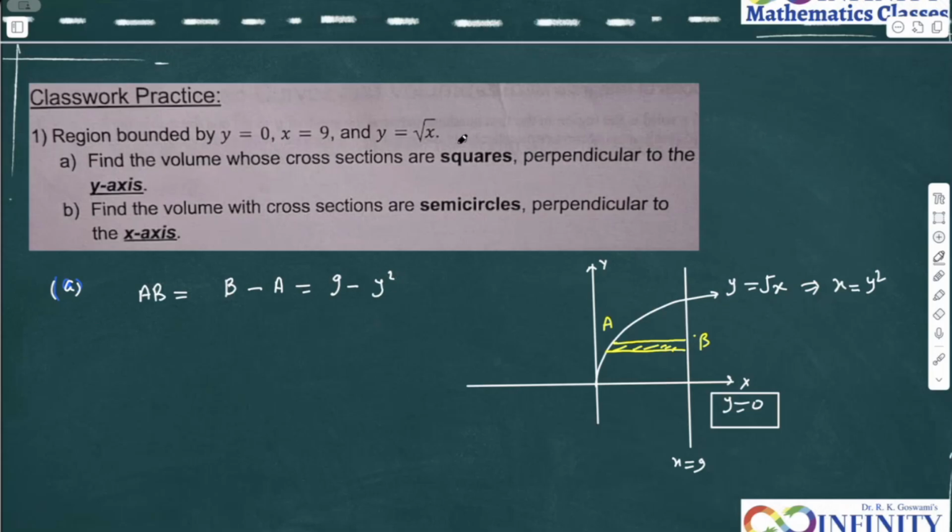The cross section is a square given to you. So in order to find the area this time, I need to just write AB whole square, which is 9 minus y square whole square.